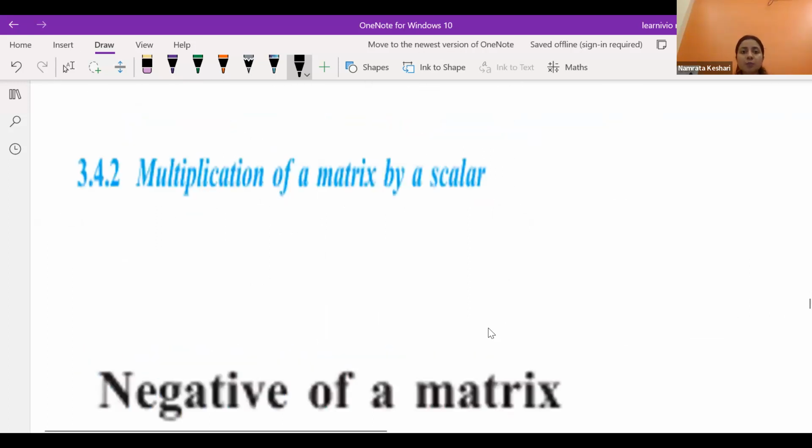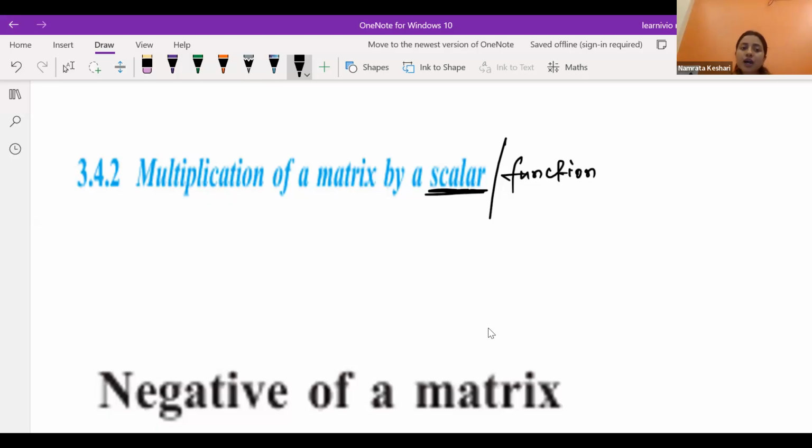Addition is not possible. Multiplication of a matrix by a scalar. A scalar is just a number, like 2, 3, 4, 5, 6, or maybe k, or maybe a function. We will be doing the same process.